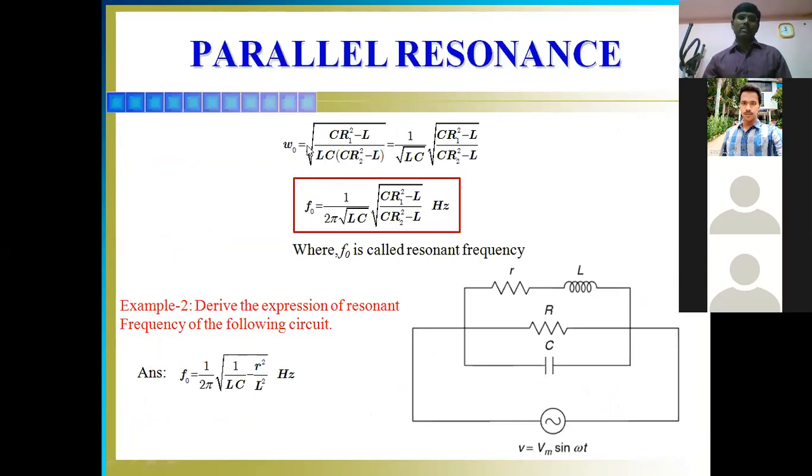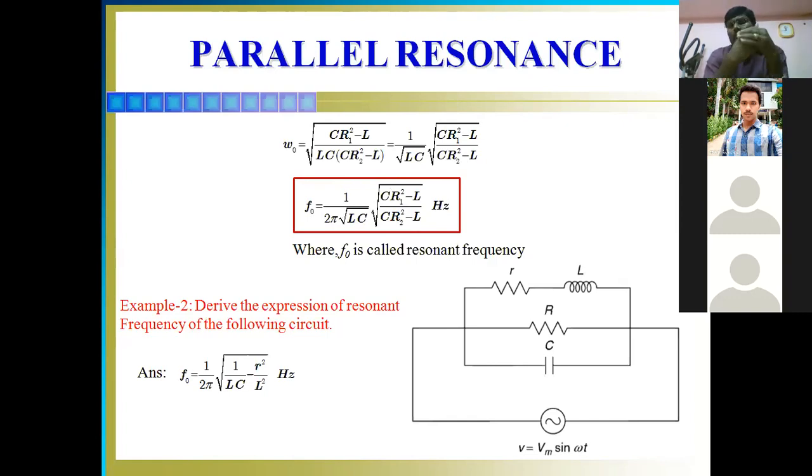If you bring LC outside, omega naught is 1 by root LC into the square root of (CR1 square minus L) by (CR2 square minus L). This is omega naught in radians per second. If you substitute omega naught equal to 2 pi f naught, f naught is equal to 1 by 2 pi root LC into the square root of (CR1 square minus L) by (CR2 square minus L). This is how to calculate resonant frequency for any type of parallel circuit.